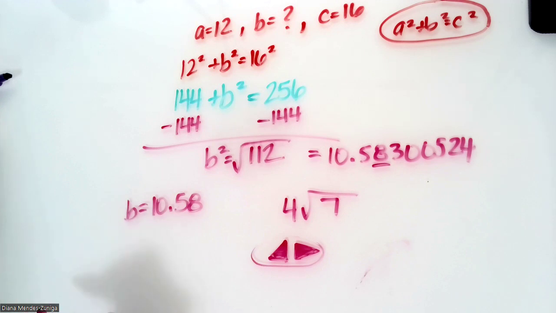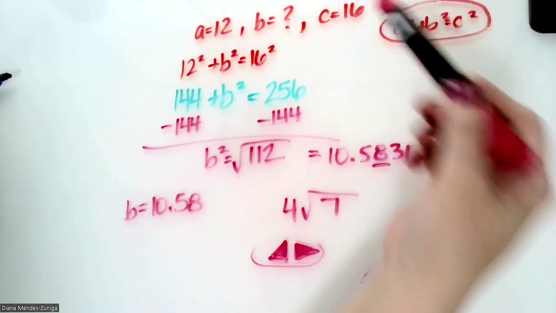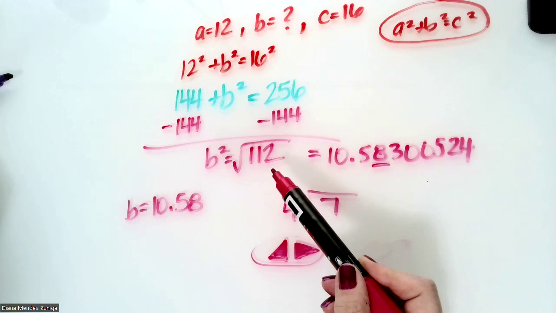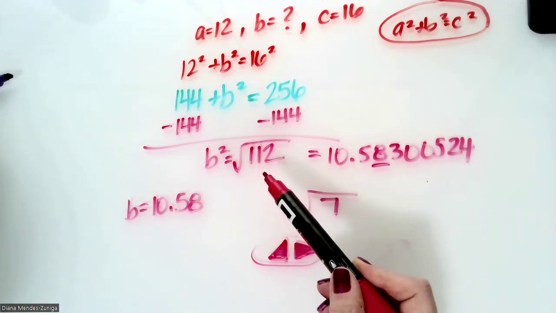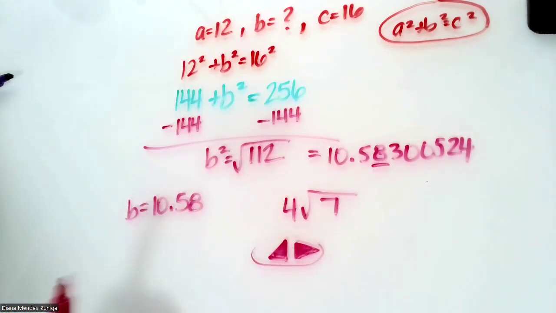Because if you're doing a triangle and you have one side that's 12, one side that's 16, your third side is not going to be 112. That just doesn't seem to make sense when you're looking at a shape that should be kind of proportional in its size, right? But if you put in 10.58, that kind of fits somewhere in that game plan there for what that shape is.